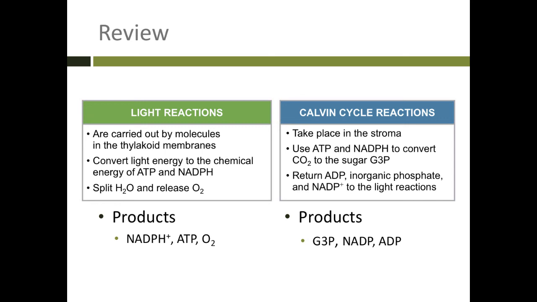The Calvin cycle reactions take place in the stroma of the chloroplasts. We're going to be using ATP and NADPH to convert carbon dioxide to the sugar G3P. We're going to return ADP, inorganic phosphate, and NADP to the light reactions to do the cycle over again.